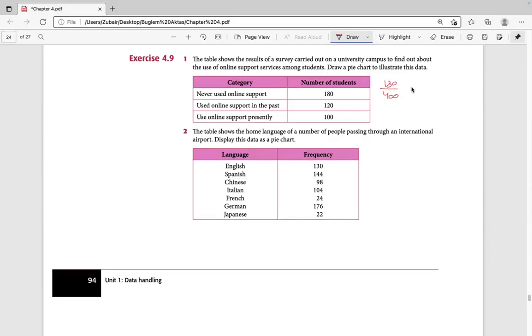So it is 180 by 400 into 360. First angle, 180 by 400 times 360. You have a very good habit when you don't use a calculator. Keep that up. You will be allowed a calculator in all of your exams in IGCSE, but mental math, as far as you're comfortable, keep doing it that way. This is 162 degrees, and then for 120 by 400 times 360.